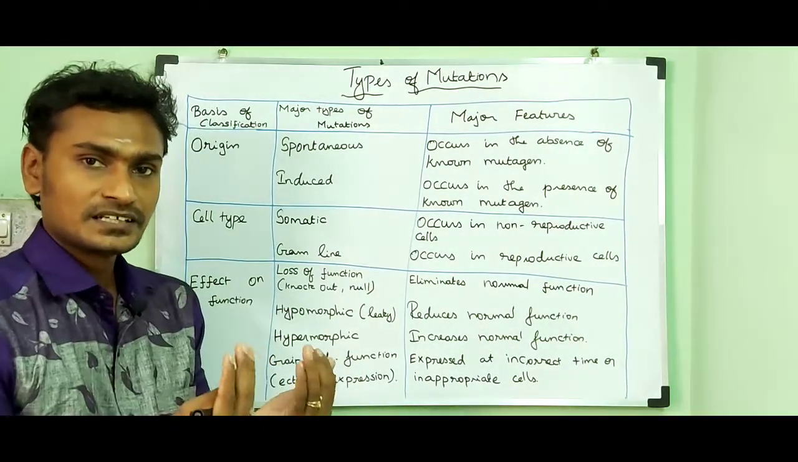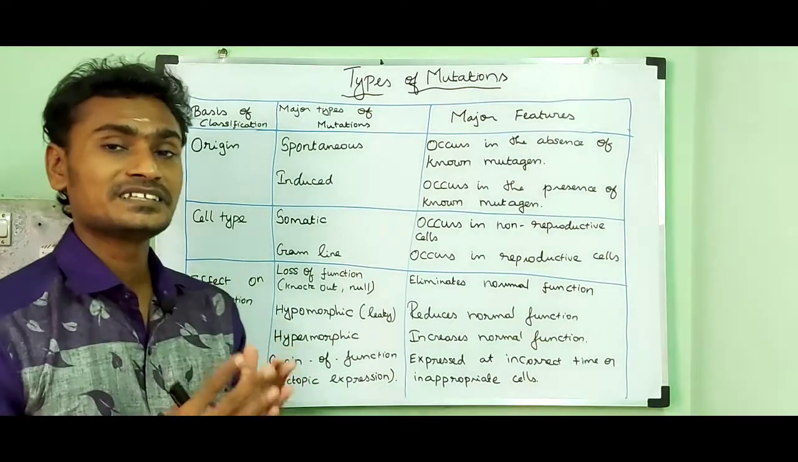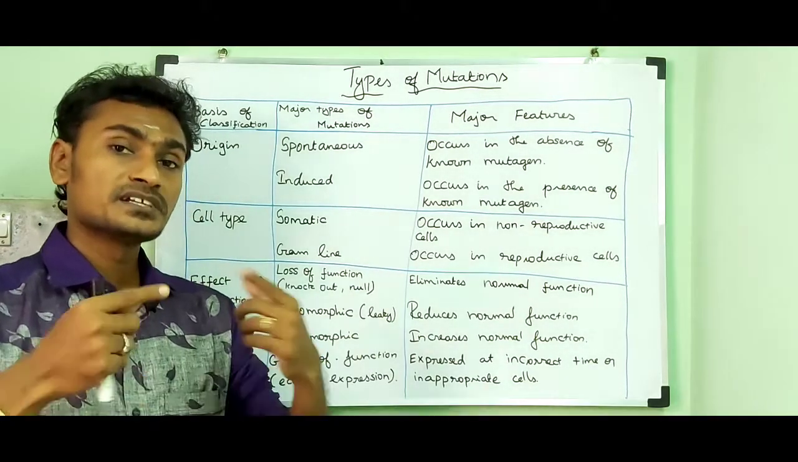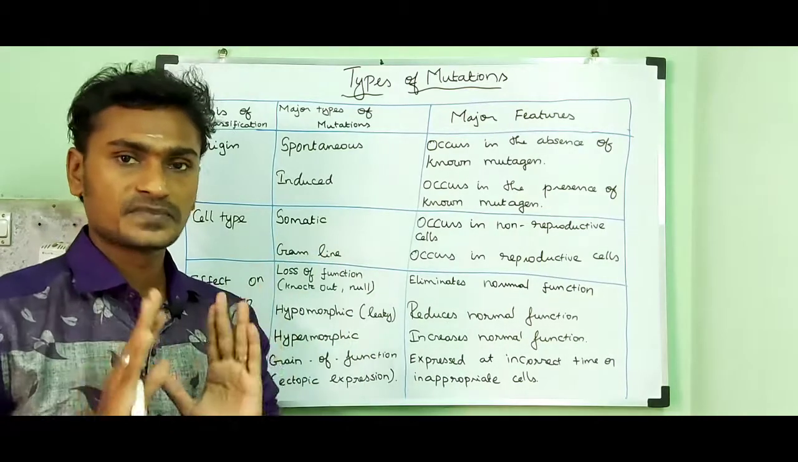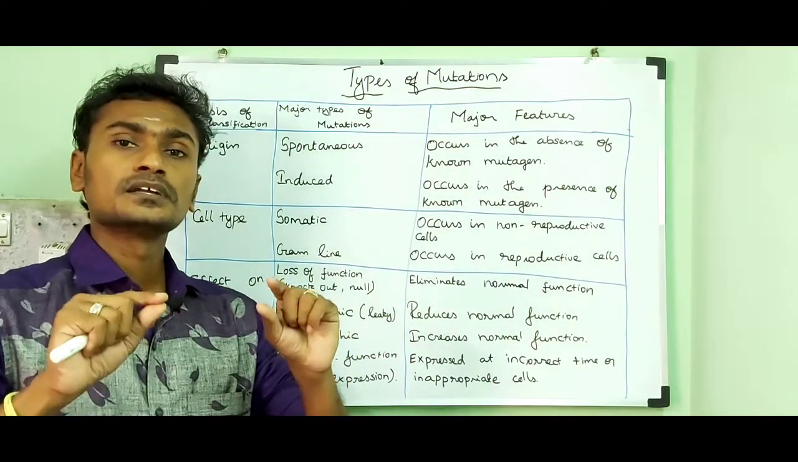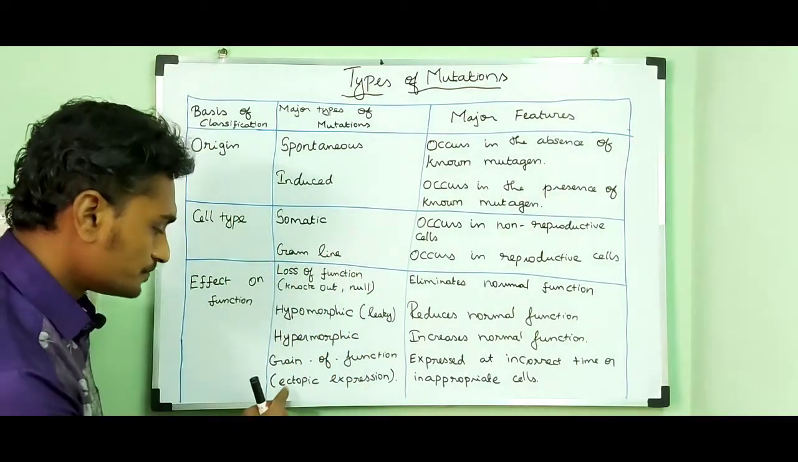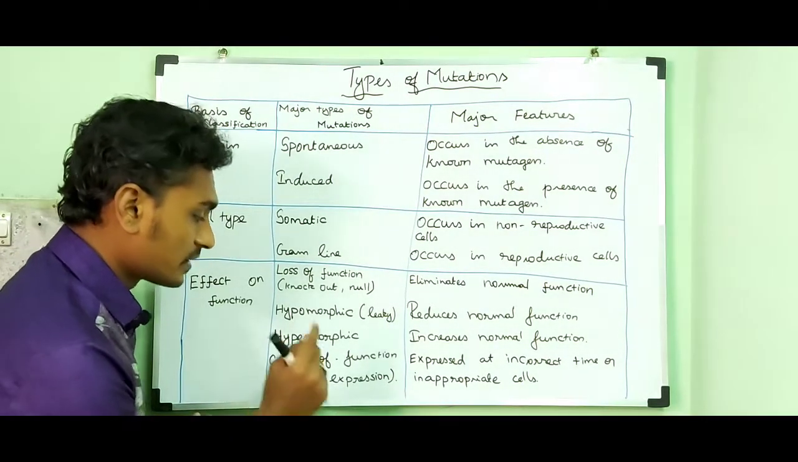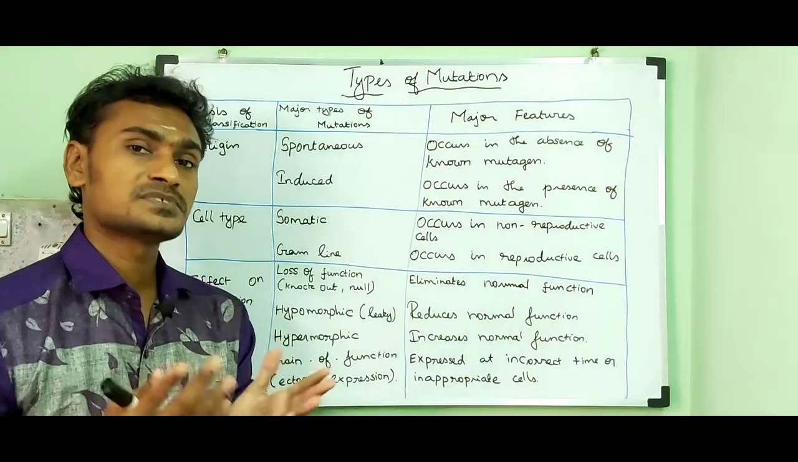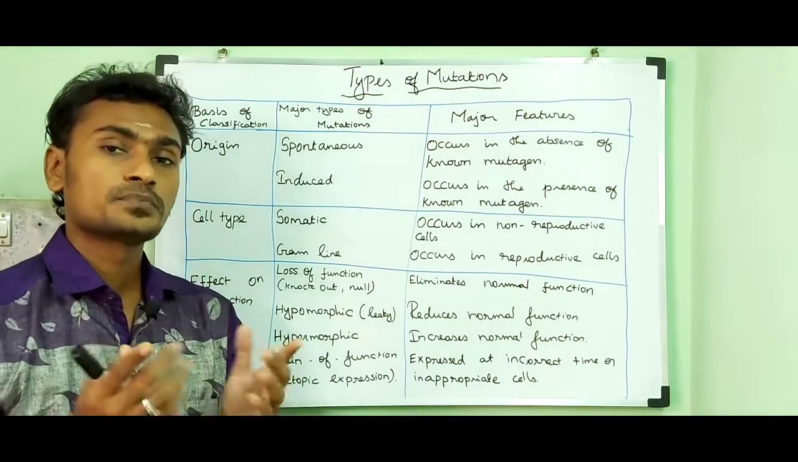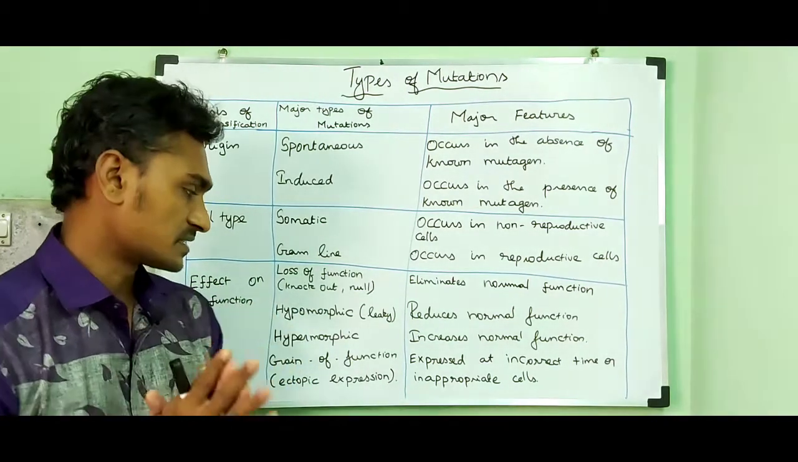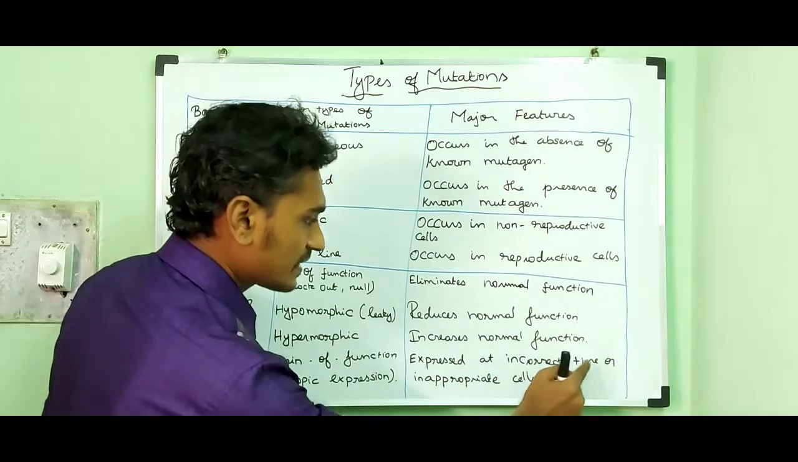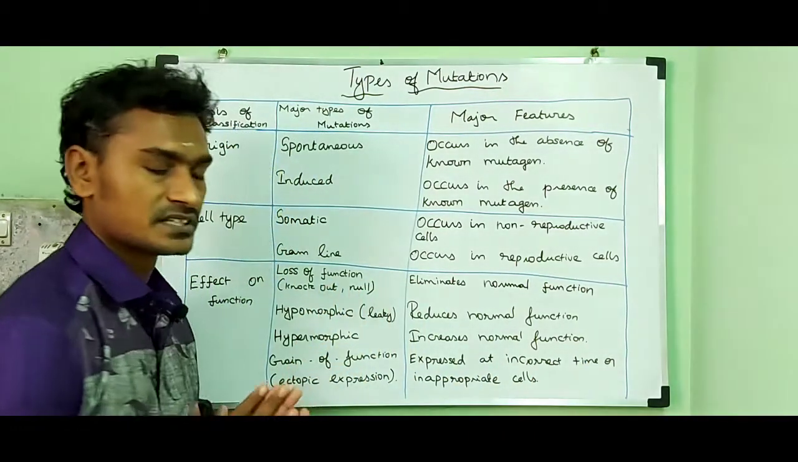Then the fourth one is gain of function. It gets a new function, and that function is expressed in an inappropriate cell or at an inappropriate time. So they mention ectopic expression. That means that expression may be at an inappropriate time or in an inappropriate cell. So it is expressed at an incorrect time or in inappropriate cells.